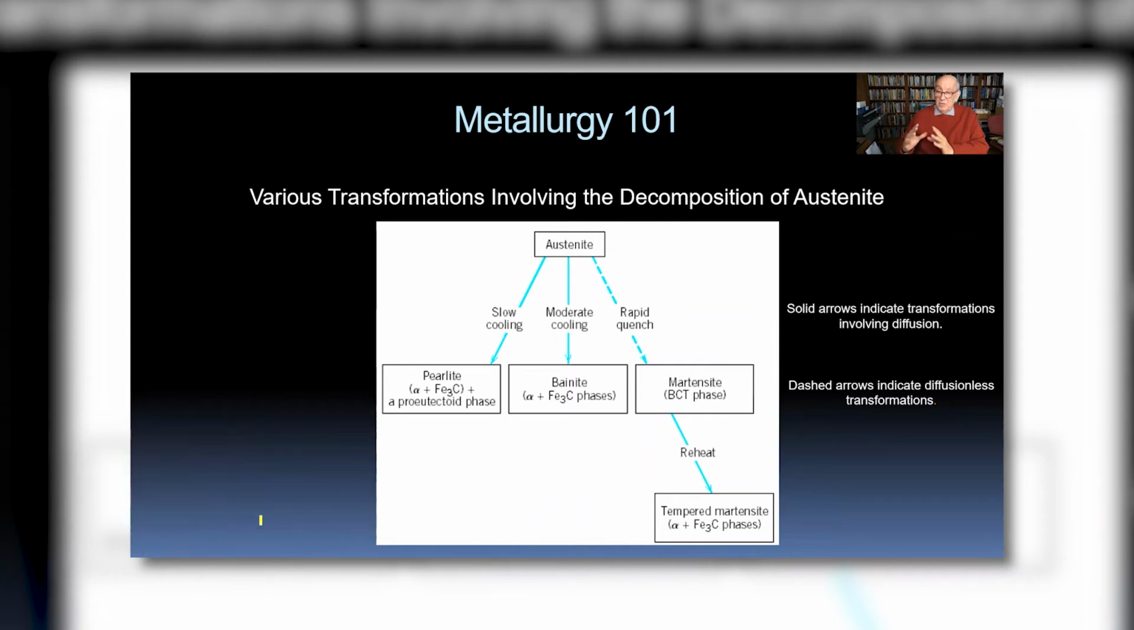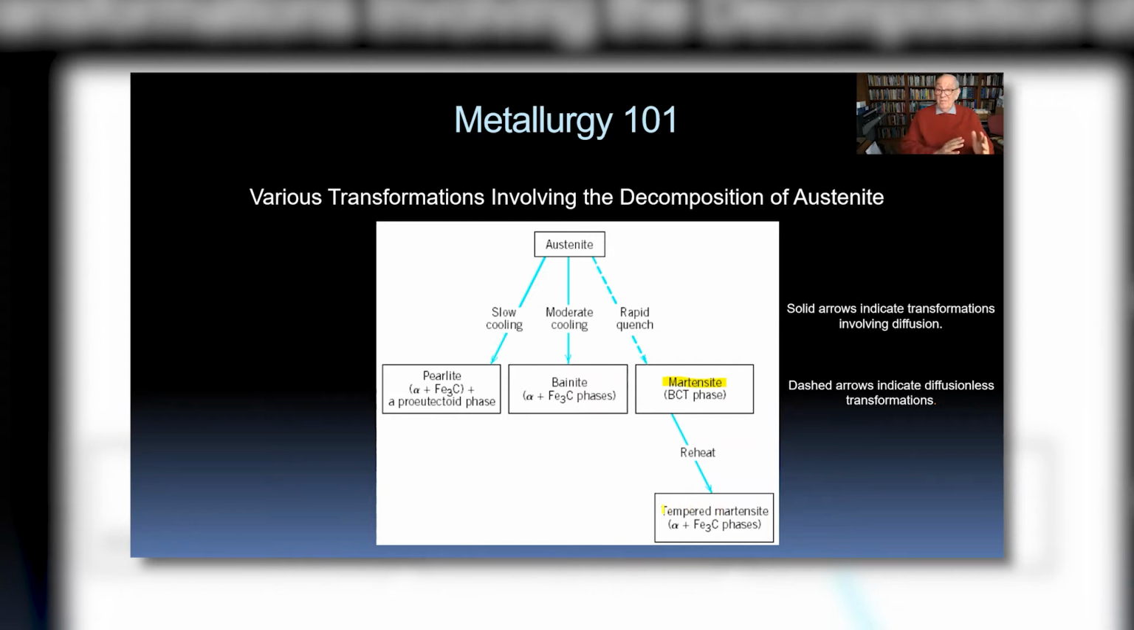It's a body-centered tetragonal microstructure. We get something that's very hard, but brittle. That's why we have to reheat it and perform a process called tempering in order to take some of the brittleness away and add some ductility back in.